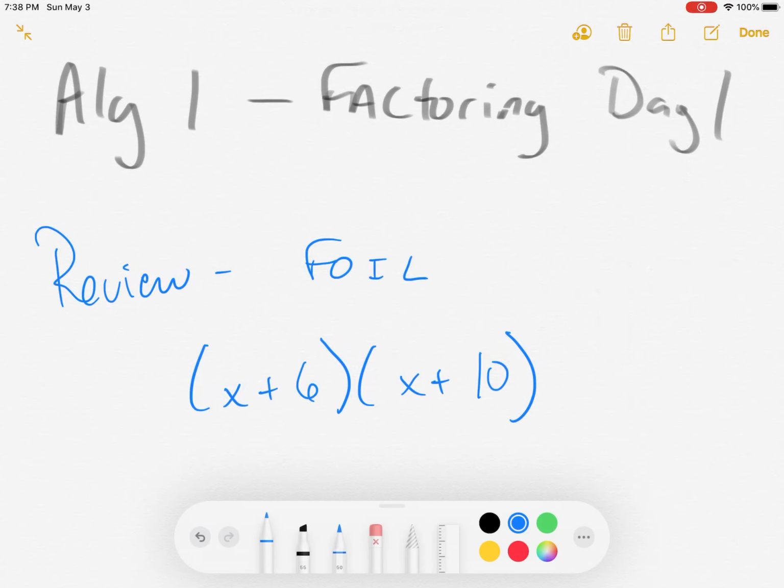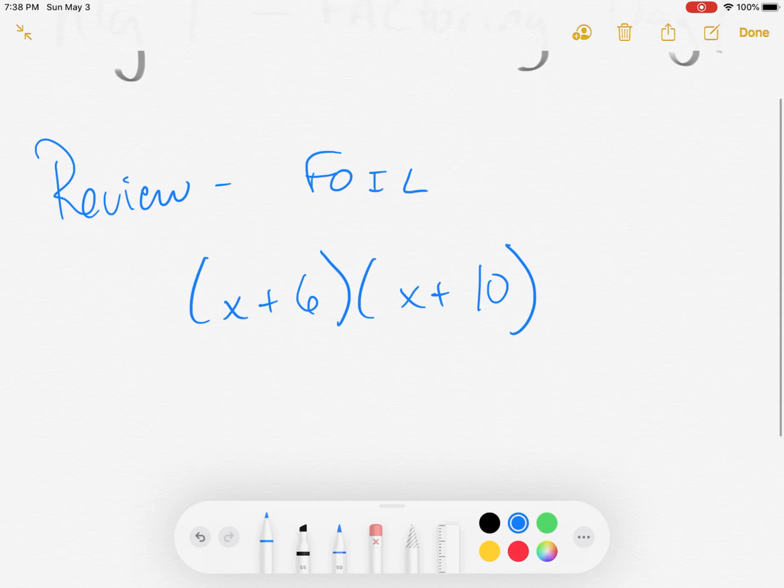Hey everybody. Today we are moving into probably the biggest concept you'll learn in Algebra 1. So today is a very, very important day. We are going to take it somewhat slow, but this is something that you really, really need to know as we move forward here. So just to start, a review of foiling.